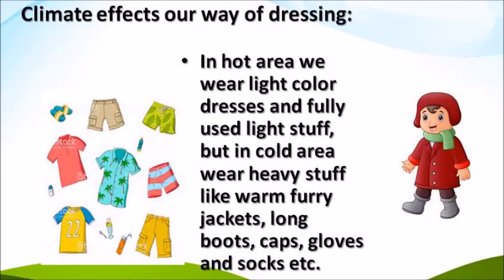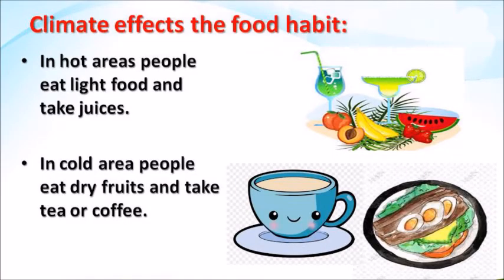For example, climate affects our way of dressing. In hot areas we wear light-colored dresses and lightweight stuff. But in cold areas, we wear heavy stuff like warm furry jackets, long boots, caps, gloves, and socks, etc. Climate affects food habits. In hot areas, people eat light food and take juices. In cold areas, people eat dry fruits and take tea or coffee, etc.